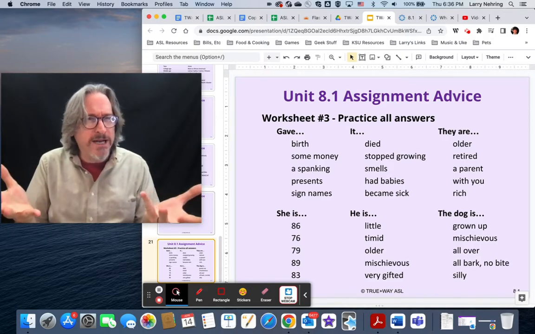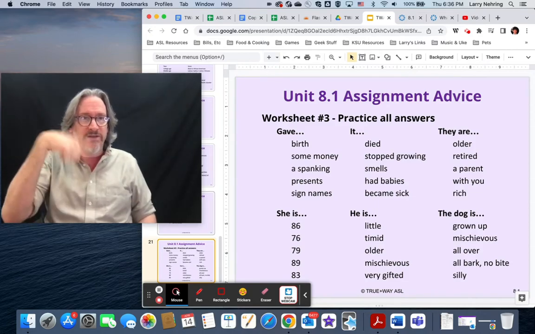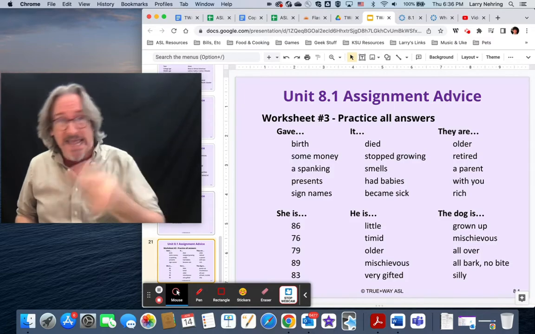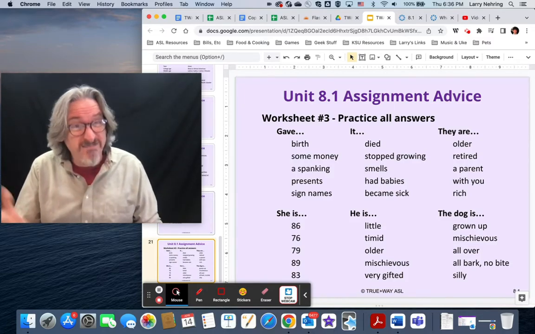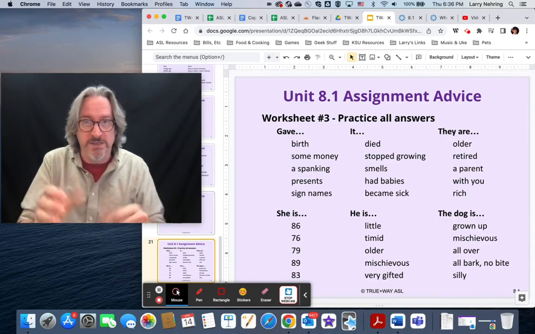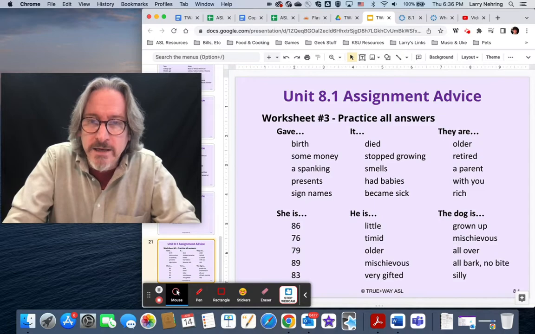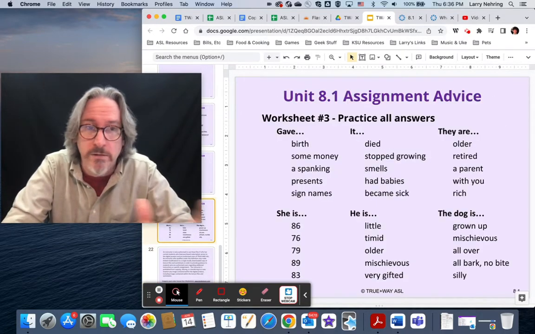Get just a feel of what it should look like. The other thing to think about too is a lot of these, how would the facial expression be? If someone gave money, pretty happy face, right? Someone gave them a spanking, not so happy face, right? So think about those context clues as well. And that is it. That is it for the assignment advice for 8.1. It's a pretty short one.